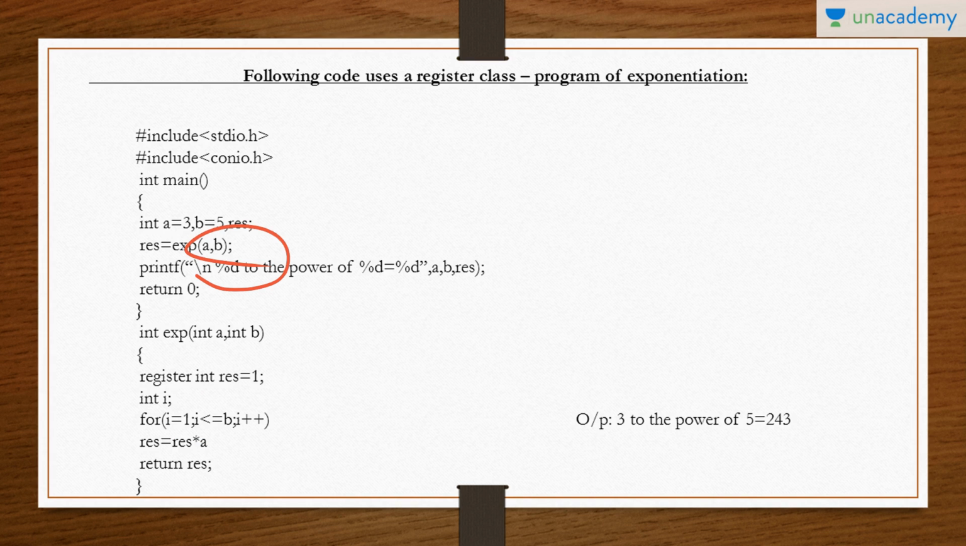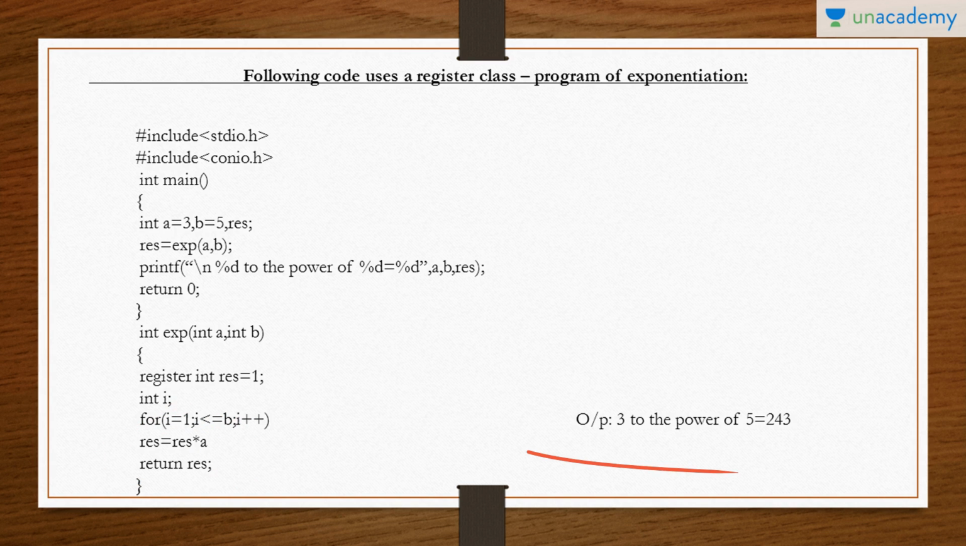Okay, so the increment is going to be here. Now we have given here a for loop, where res is equal to res into a, meaning res = res * a, because there is no exponentiation operator in C. So then we have given here return result, which means this will display the result.